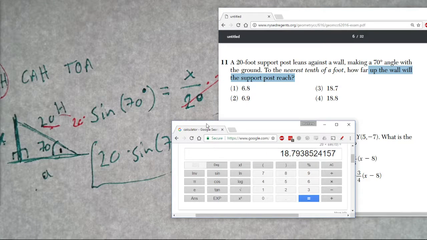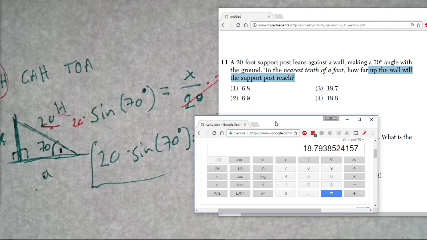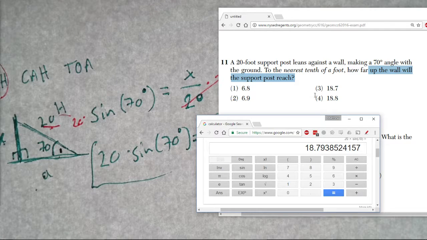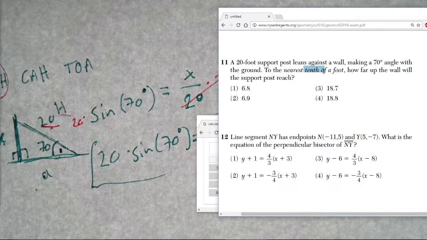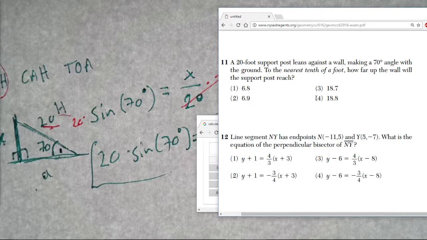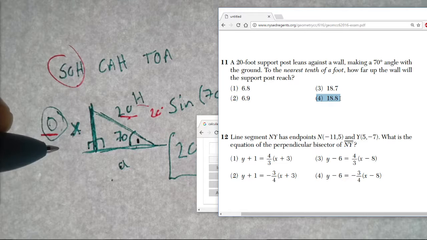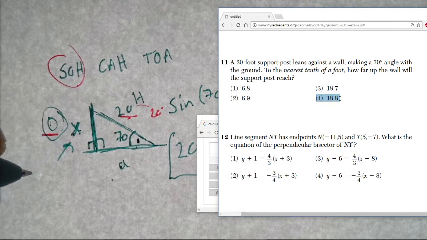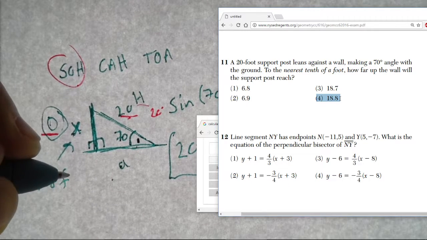they want to the nearest foot, how far up will it reach? And then they give me decimals. Nearest tenth of a foot. That makes a lot more sense. So I have 18.7 or 18.8. Well, this is 7.9, so I have to round up to 18.8. So my answer here is question number 4. This X over here, or answer number 4, this X should be 18.8 feet.